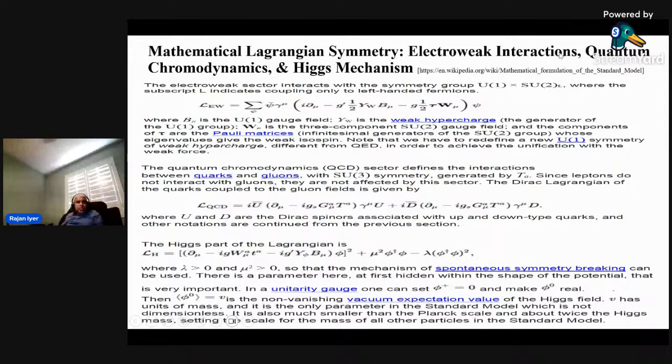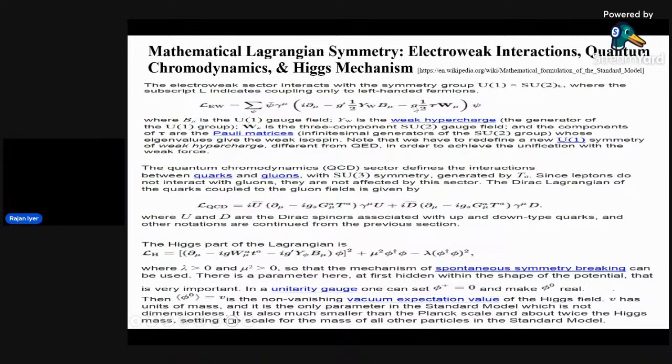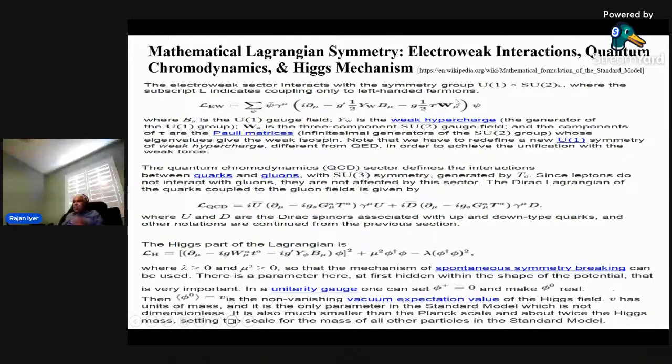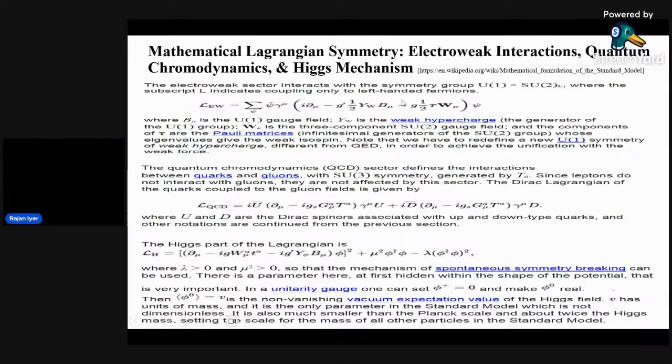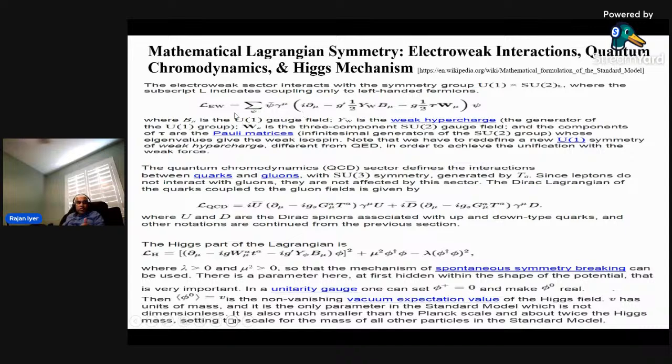The electroweak interaction and quantum chromodynamics are its mechanism. They are some of the highlights of the high-level quantum aspects. The electroweak interacts with the symmetry group U1 and then SU2 subscript L, where the subscript L indicates a coupling only to left-handed form. So this is one aspect, the left-handed versus right-handed, and that's an ongoing question. Only left-handed for me. But maybe, like Christopher and I were discussing before, the right-handed may be imaginary, for example. So this is quite possible.